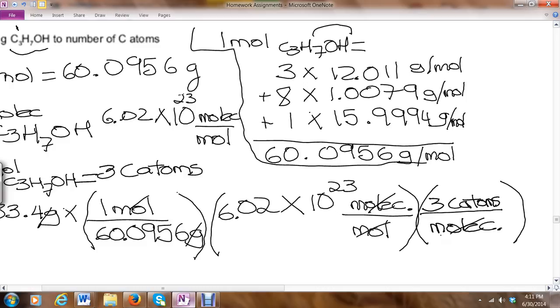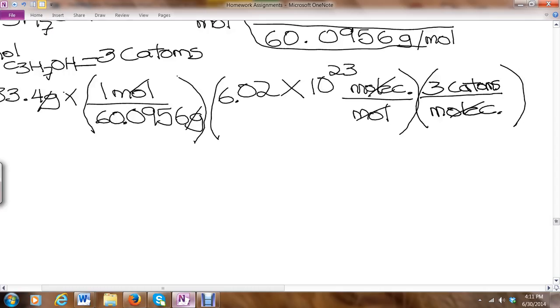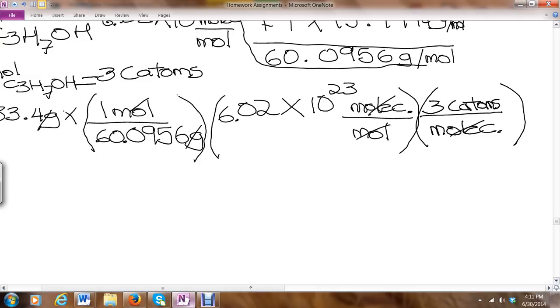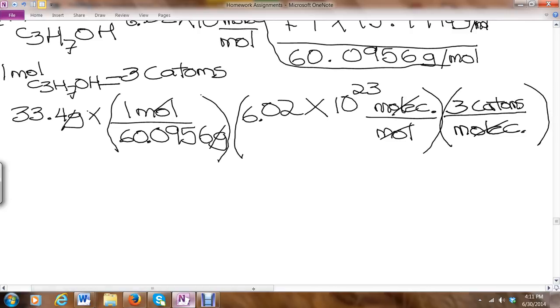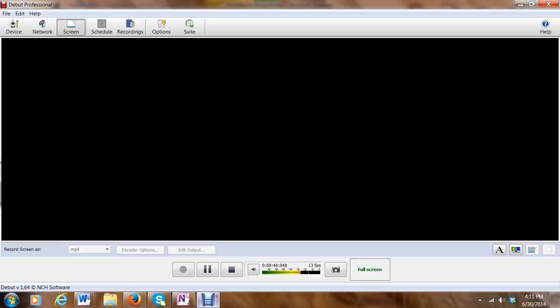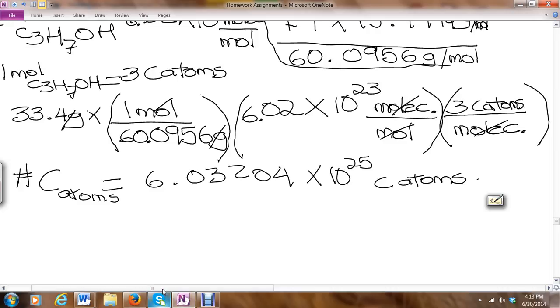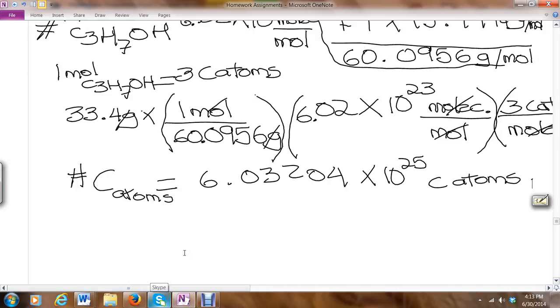And it's going to be 33.4 multiplied by 6.022, multiplied by 3. Now I'm going to pause to do this calculation. If I made a mistake, I made a mistake, but do it on your own in the meantime. I don't know if you got the same thing, but again, 6.03204 times 10 to the 25th carbon atoms.